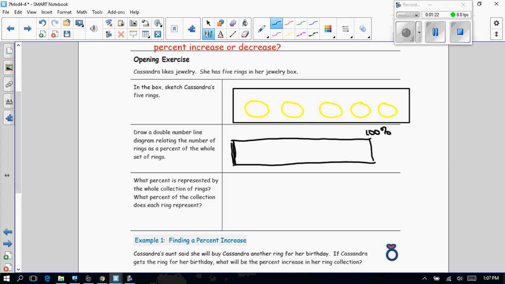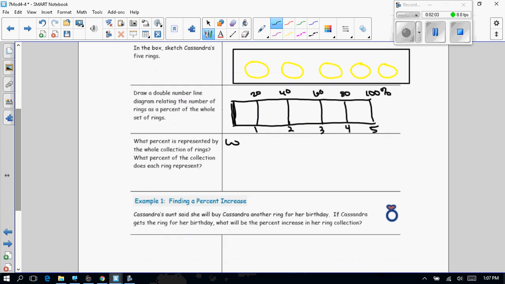I've got 100% here, and I'm going to split this into 5 sections. 1, 2, 3, 4, 5. So I've got 5 sections, which means each one of these is 20%. 20, 40, 60, 80, 100%. And each one of those spots represents a different ring, all 5 rings. So a double number line, if you want to draw it as a tape diagram, it'll make sense to you as well.